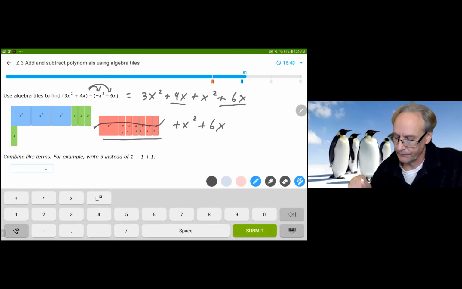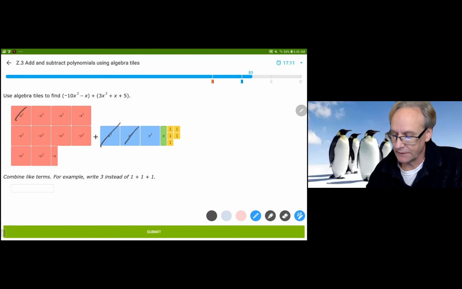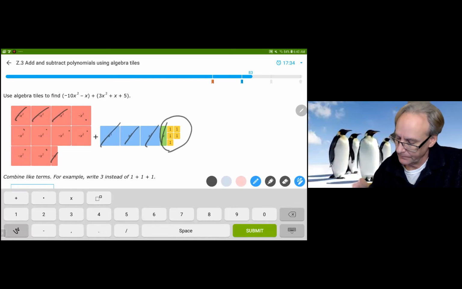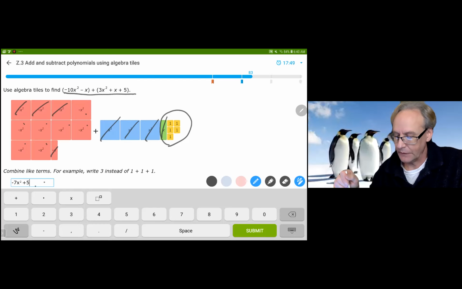Okay, this time when you add an x squared, it's going to cancel these negative x's. Adding a positive and a negative cancel each other out. Now here's the problem. Adding an x with a negative x also cancels that out. There's some ones though that are just being added. So I have a plus 5 there. So I have 1, 2, 3, 4, 5, 6, 7 negative x squareds. And I have plus 5. And I'm just going to check my answer on the top. I've got negative 7x squared plus 5. Yep, that's it.